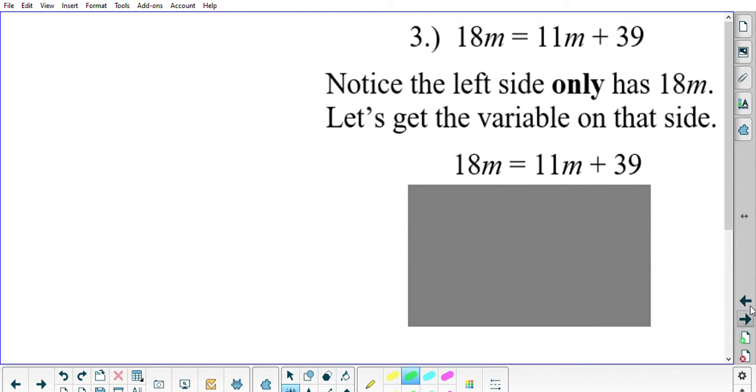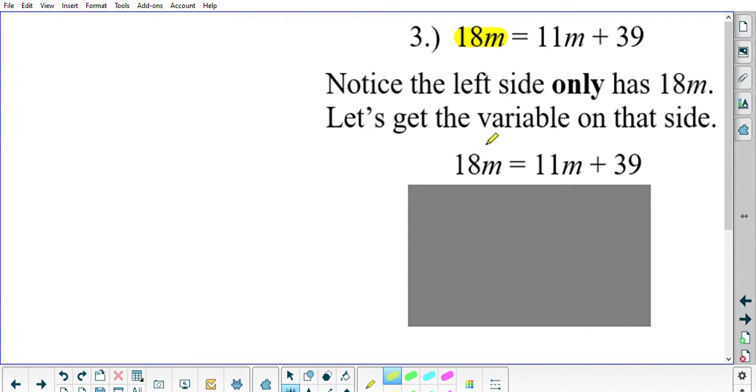Problem number 3. This one is not done for you. Let's talk about this. This is a little interesting because notice the left side only has 18m. That's it. There's not like 18m plus something else. It's just 18m. Since that's the side that only has a variable term, then if you want to do these problems smarter, not harder, it's going to be the fastest for you to get the variable on that short side. Let me show you what I'm talking about.